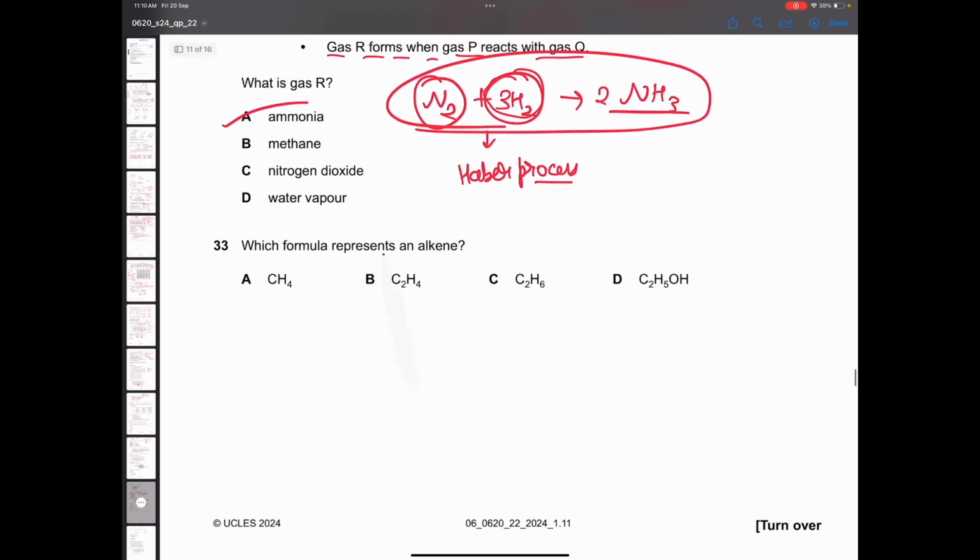Which formula represents an alkene? The general formula of alkene is CnH2n. Means whatever number of carbon atoms you have, hydrogen will be double of it. So if it is C4, it will be H8. If it is C2, it will be H4. If it is C3, it will be H6. So this is C2H4. This represents that hydrogen is getting double. So option number B will be correct.